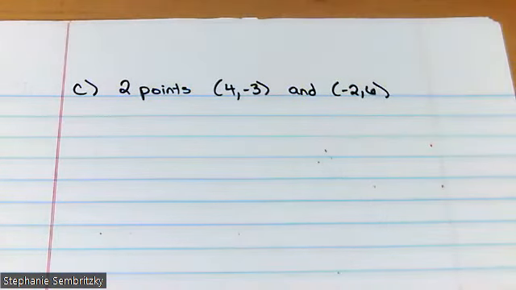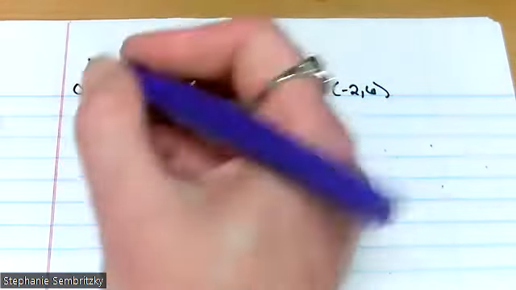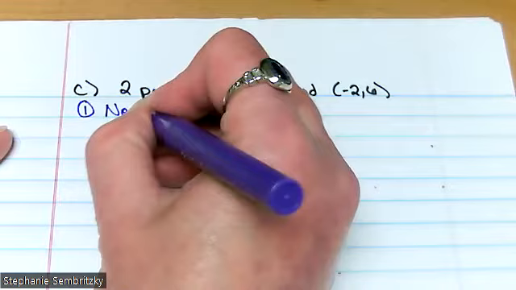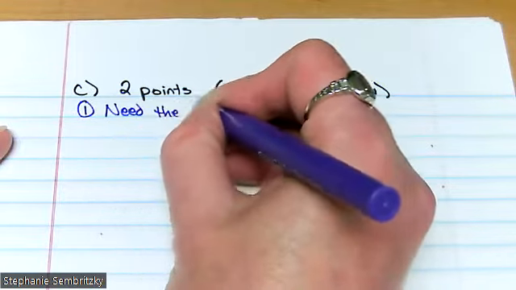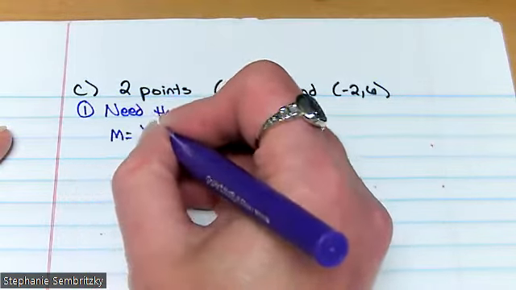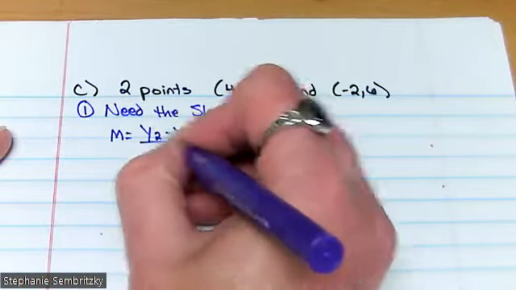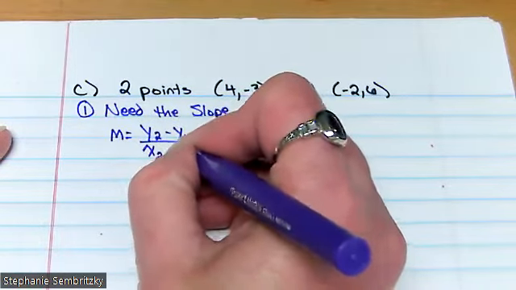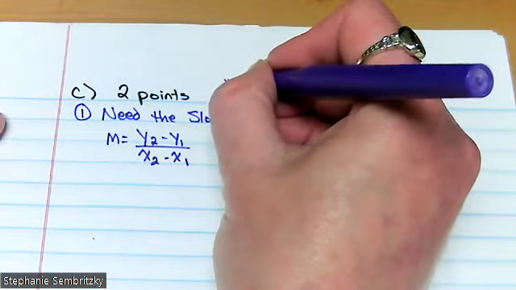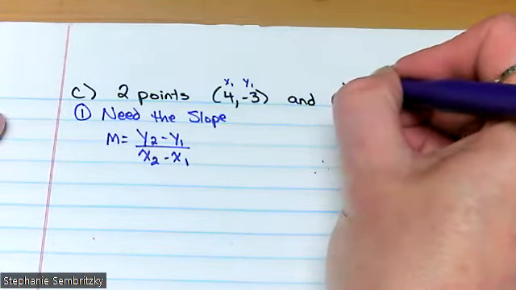And I need to write the equation of the line. Well, first, whichever form I'm using, the first thing is I need the slope. So that's going to be y2 minus y1 over x2 minus x1. I might as well make this the first point, second point.